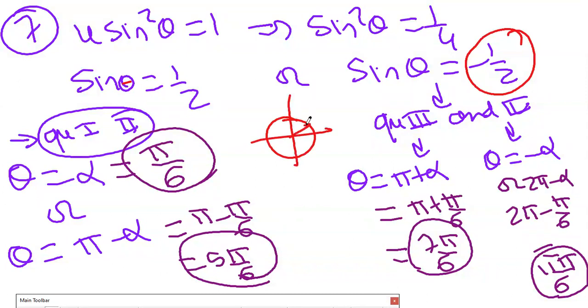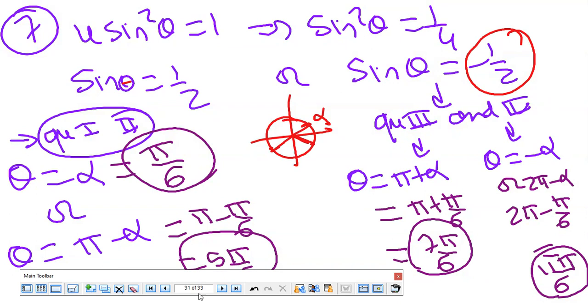So if I am here, this is alpha. Which angle has the same sine value but is negative, in quadrant 3? It's this one here, opposite to it, so it's pi plus alpha, so it's pi plus pi over 6, so it's 7 pi over 6. And also we said it's in quadrant 4, where sine also has a negative sign. So here, either I can say it's minus alpha or 2 pi minus alpha. So either I can say it's minus pi over 6, or I can say it's 11 pi over 6.